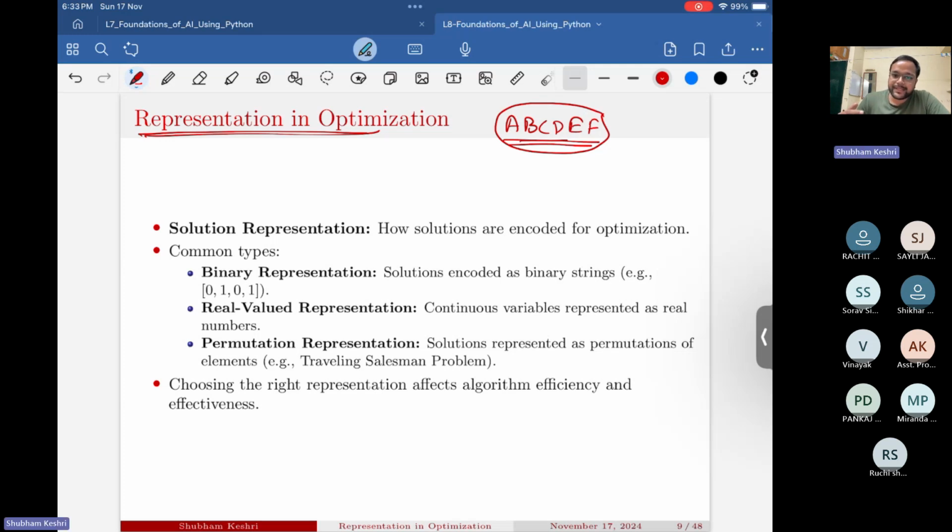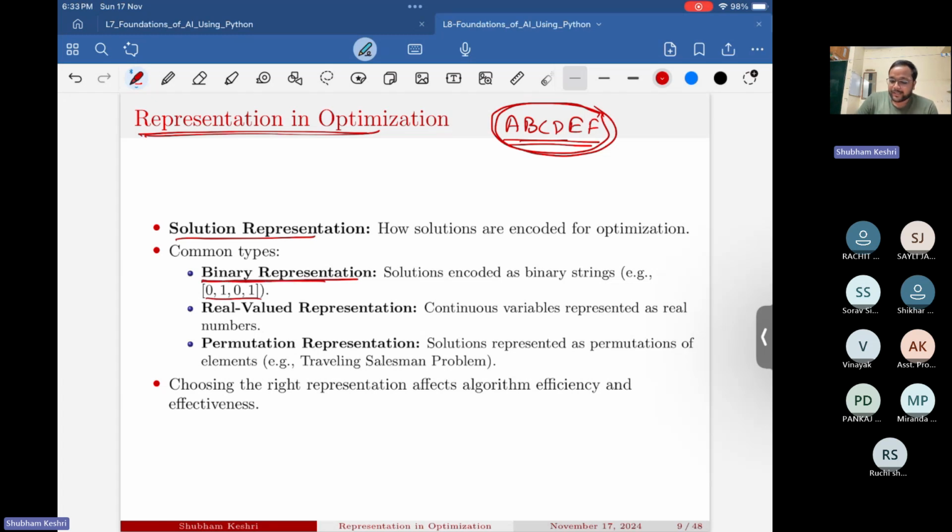This representation is important when you use heuristics and metaheuristics. Why? Because you will try to manipulate this representation to obtain good solutions. So these representations are key concepts for this kind of methods. Any solution, you have to try to represent it in some way such that you can manipulate that solution. So there can be a binary representation. What is a binary representation?